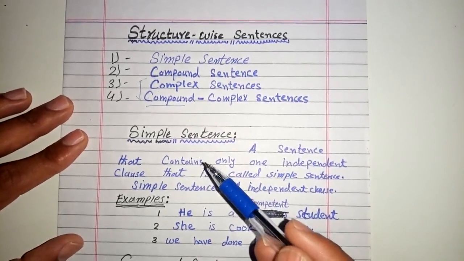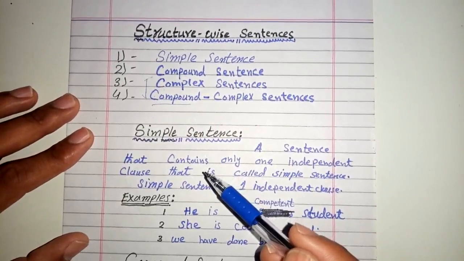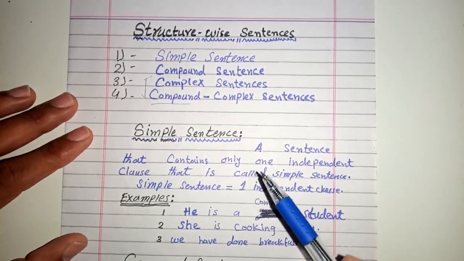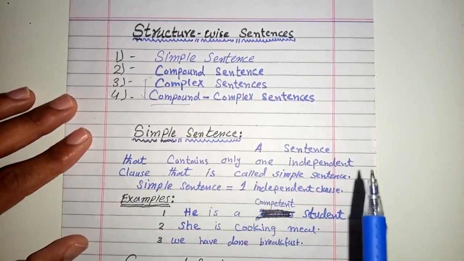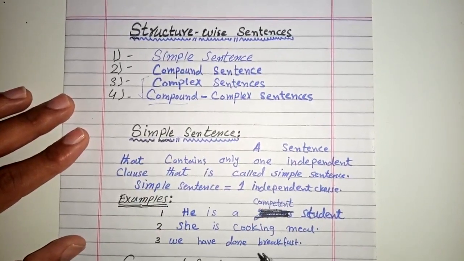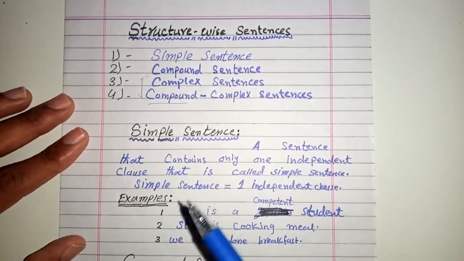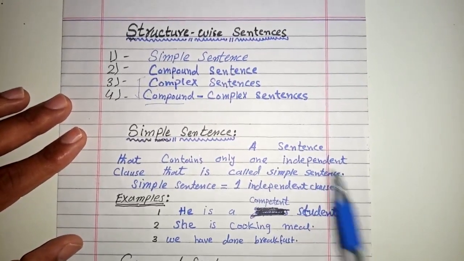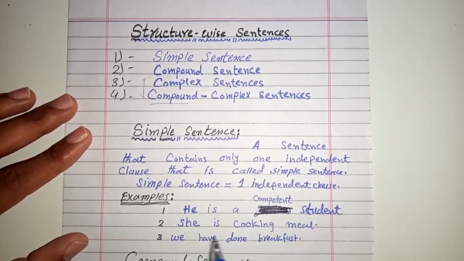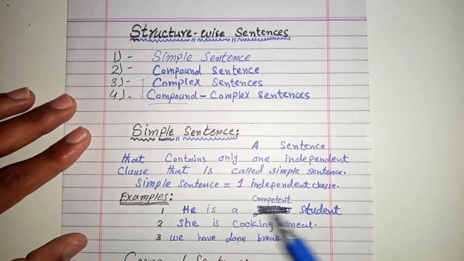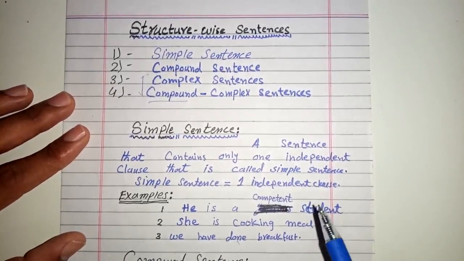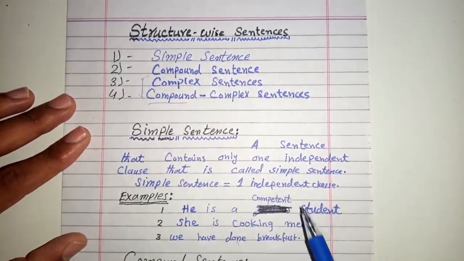Okay, so now I'm going to start my first type, which is very useful for speaking, because in speaking we mostly use simple sentences. First of all I'm going to define it, then I will give some examples. I have put some examples here, but I can also give some examples from my side. There are a lot of examples of simple sentences around us.